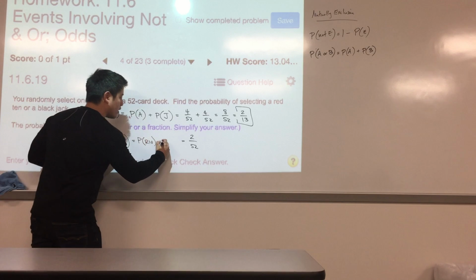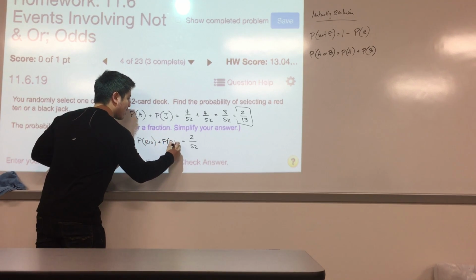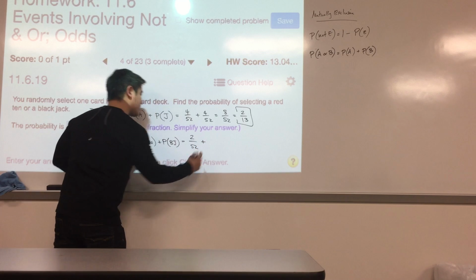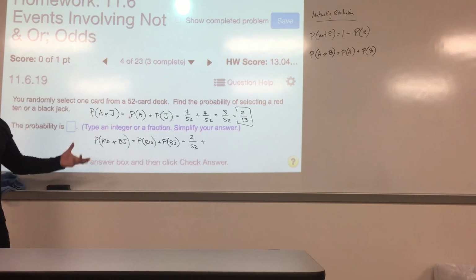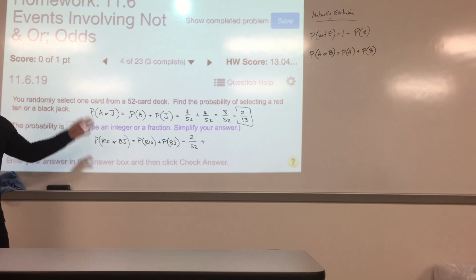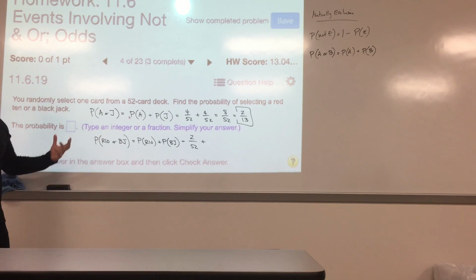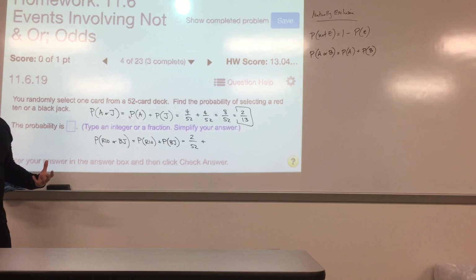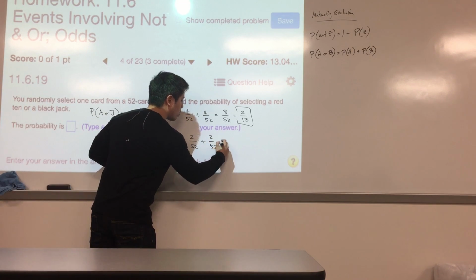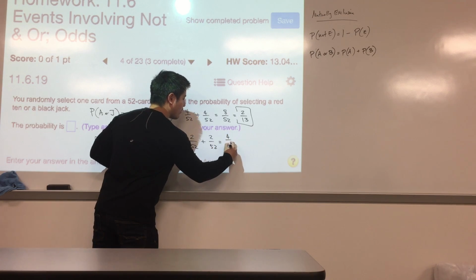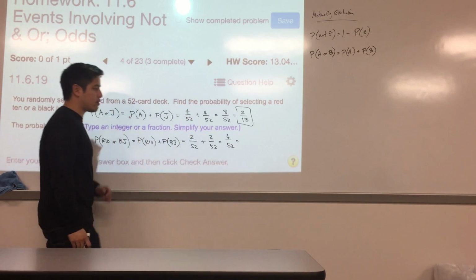And now let's do the other one. A black jack. Is that the same scenario? Yes, because there are only 2 suits that are black, and within them there's only 1 jack. So 2 out of 52, which is 4 out of 52, which reduces to what?